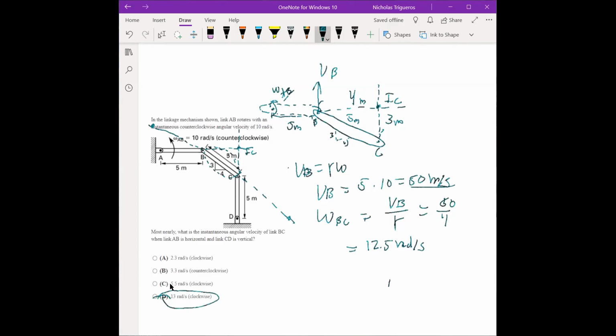This one was seemingly simpler since it didn't give us too many instance centers to work with. I thought it was a nice problem because it reminds you how to use instance centers simply and how to relate angular velocities through instance centers. I always liked instance centers in kinematics.